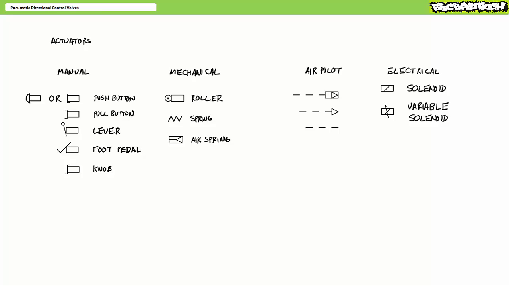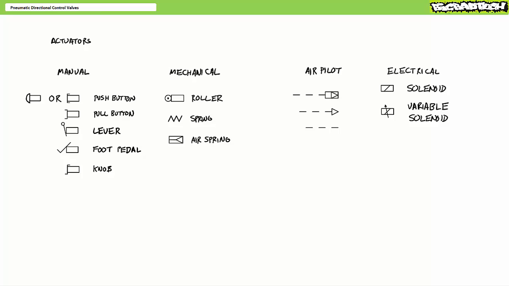Depending upon manufacturer and country of origin, I've seen air pilot actuators schematically illustrated as a dashed line leading to a box with an empty arrow, a dashed line leading to an empty arrow without the box, or just a dashed line without an arrow or a box. We'll examine air pilot pneumatic directional control valves and applications in greater detail in later lectures.